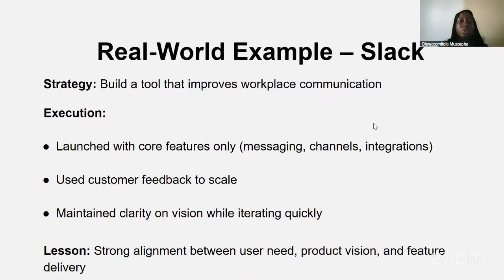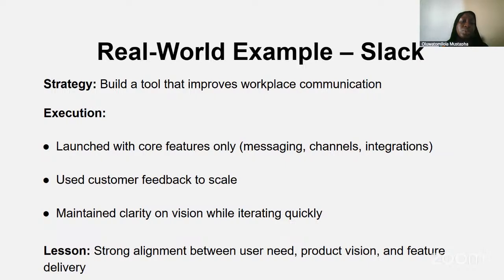So a real world example of product strategy and execution is Slack. Slack's strategy was to build a tool that improves workplace communication. How did they execute it? They launched core features, which included only messaging, channels, and integration. So they must have had several meetings and all of that. How do we make communication easy between different industries and stuff like that?